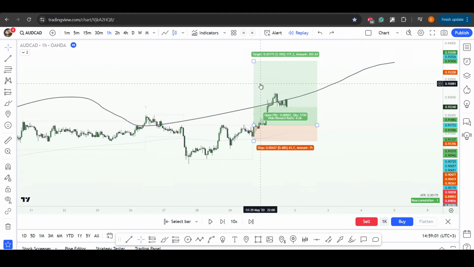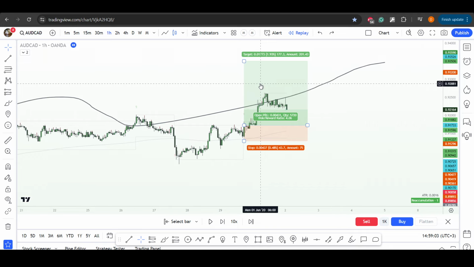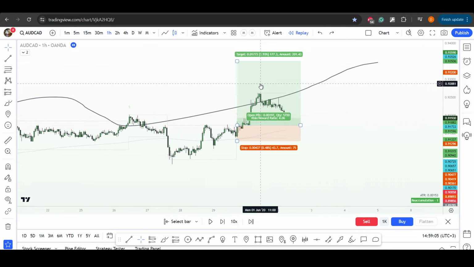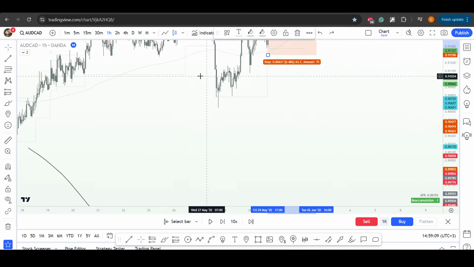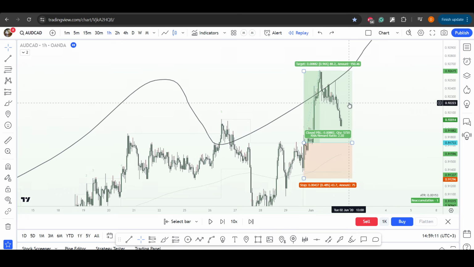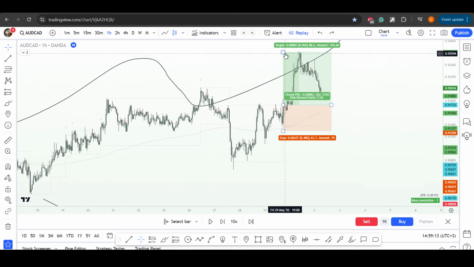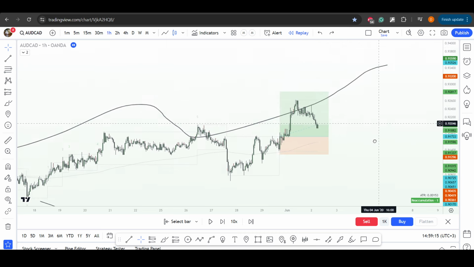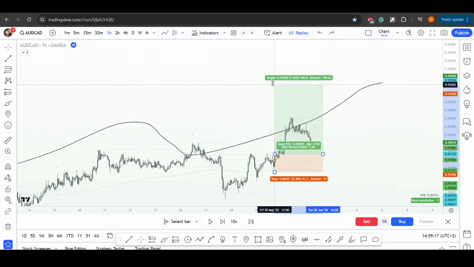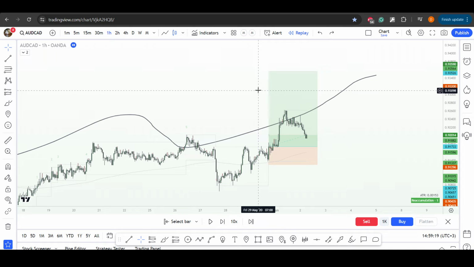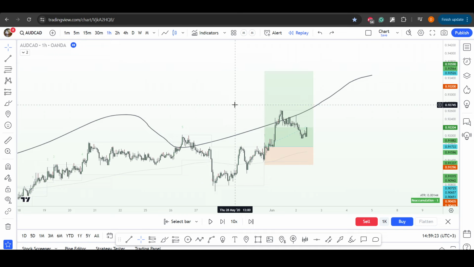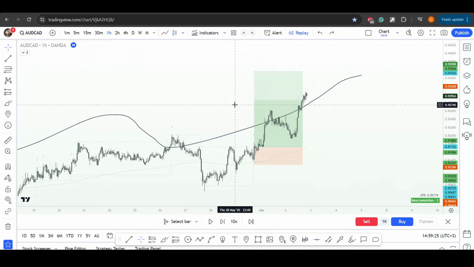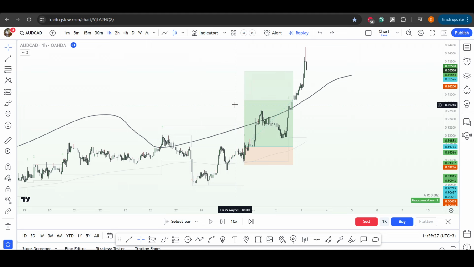Okay, so should we move to break even with this AD cat? I don't want this trade to be a loser. It was a 2R. Basically, it was a 2R. Okay, let's wait for a break of this high and then move to break even. So this is a break even and a winner.